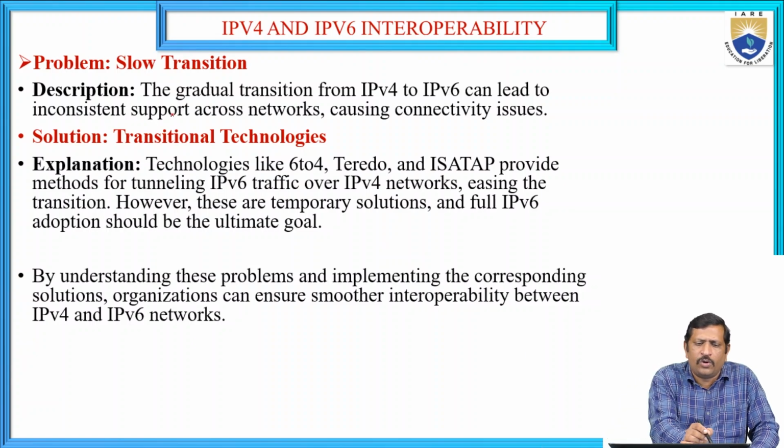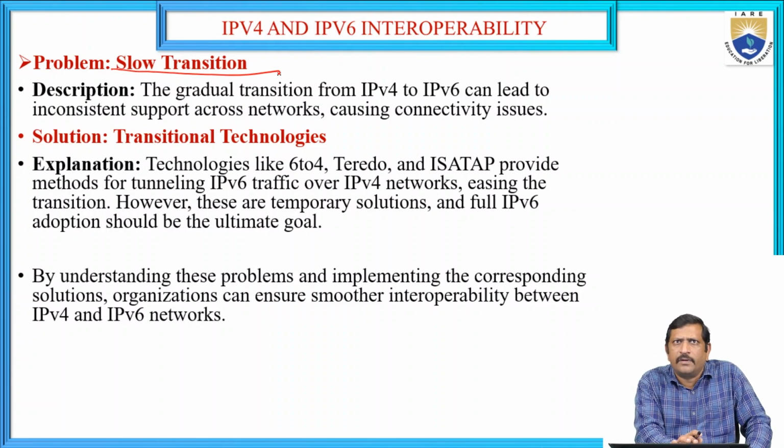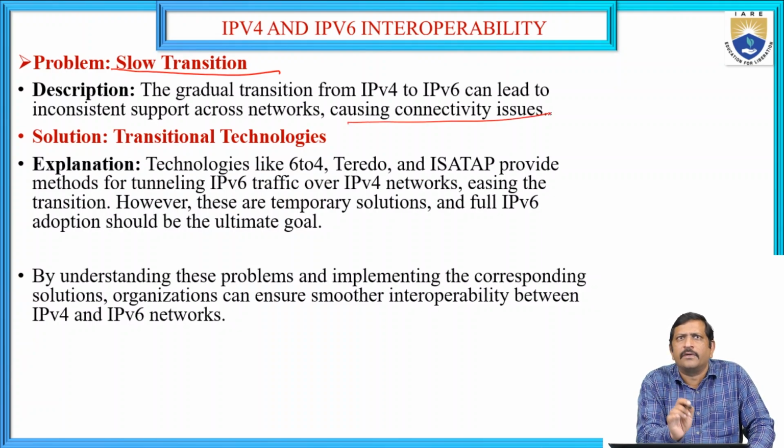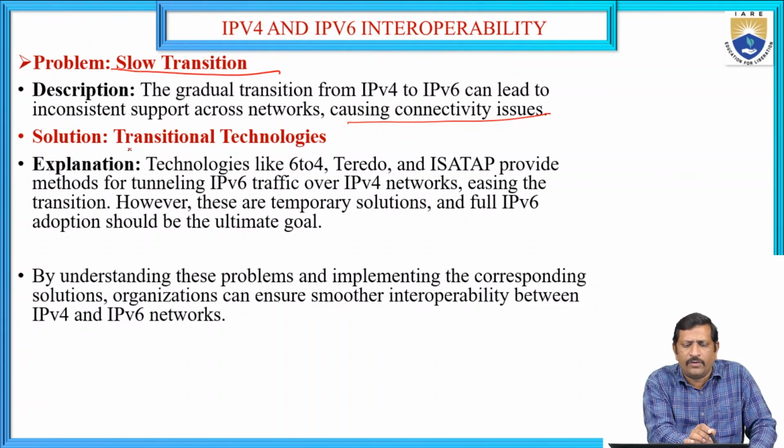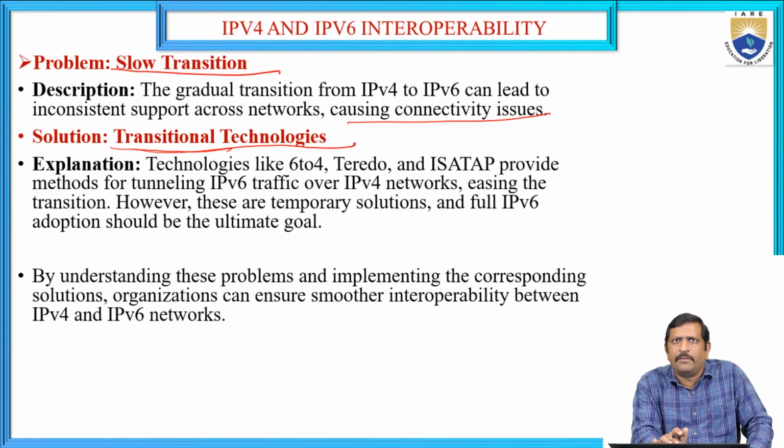Here is slow transmission. Slow transactions are also one of the issues. That means the gradual transition from IPv4 to IPv6 can lead to inconsistent support across the network, causing connectivity issues. The solution is transitional technology. Now we are using some transitional technology that can be implemented.